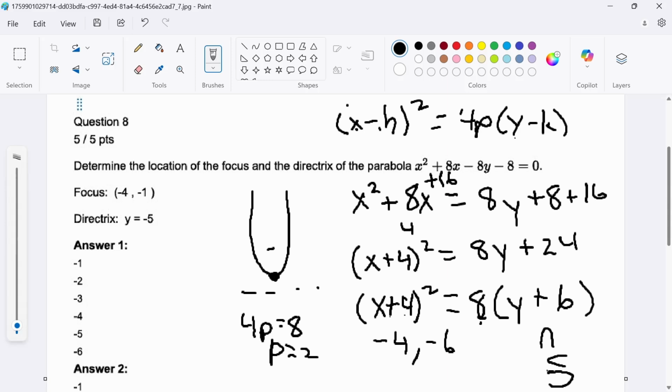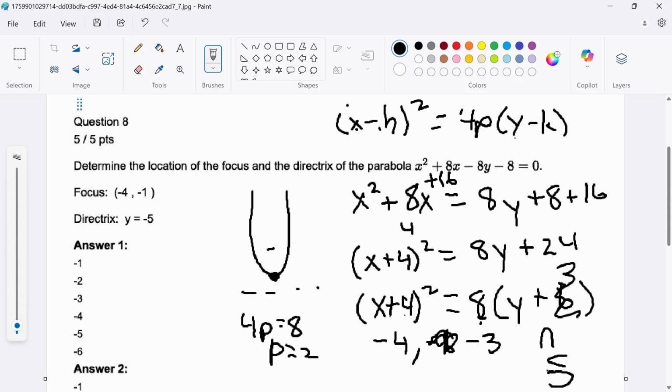And what have I done? I think I did something wrong here. I'm thinking, because I remember the answer. Plus 16 is 24. Oh, 8 doesn't go into 24 6 times. It goes in 3 times. All right, so why didn't you correct me? So this is negative 4, negative 3 is the vertex. I knew something was wrong there.